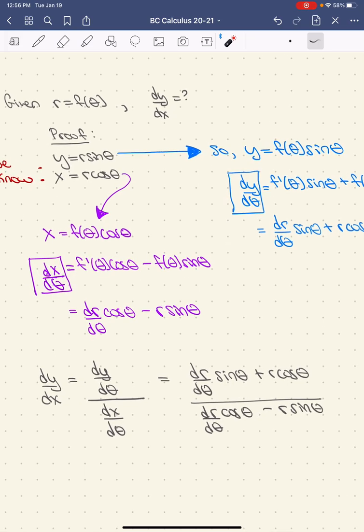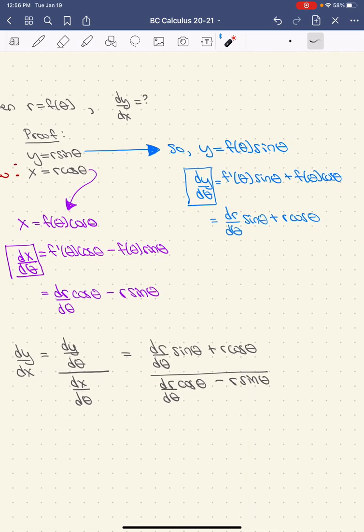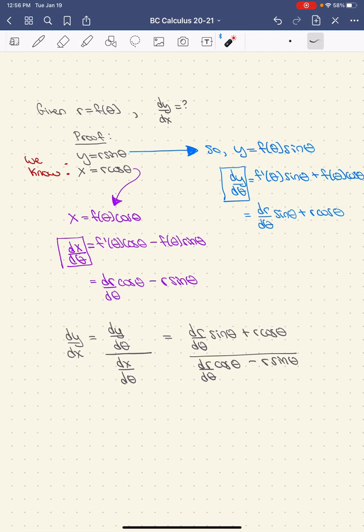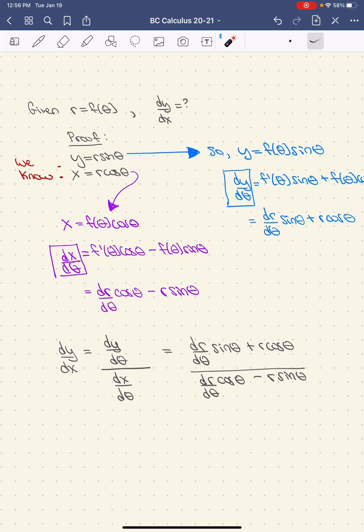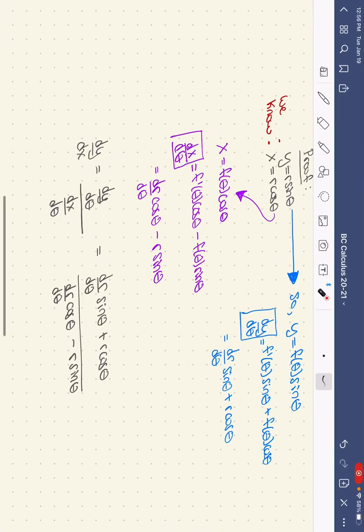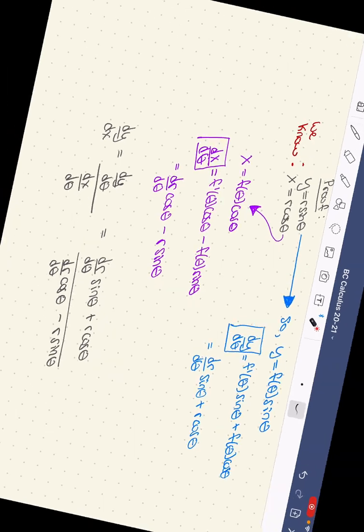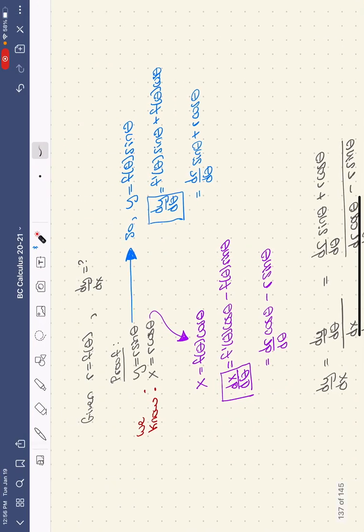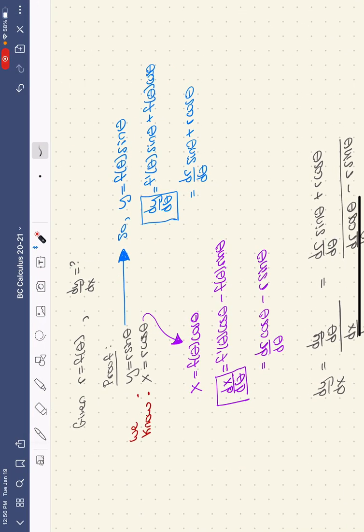And again, you don't have to copy the derivation down. I think there's something very satisfying about knowing why and how the math works. So let me just turn myself around here. Let's start with the original premise: if you're given r as a function of theta, how do you get to dy/dx?